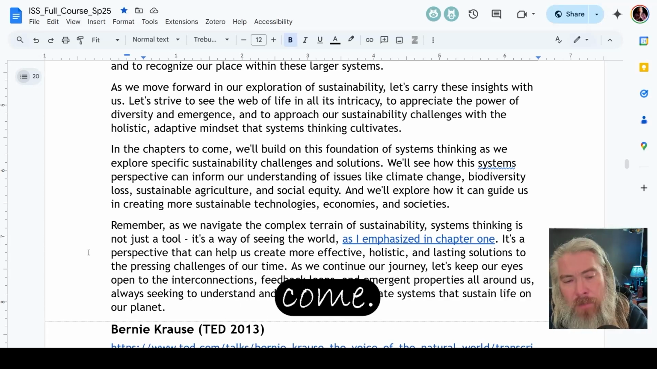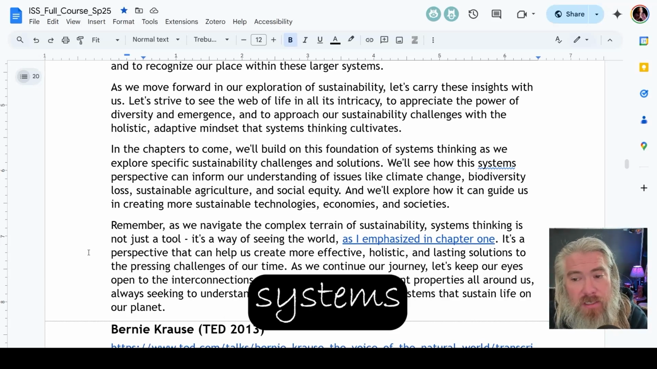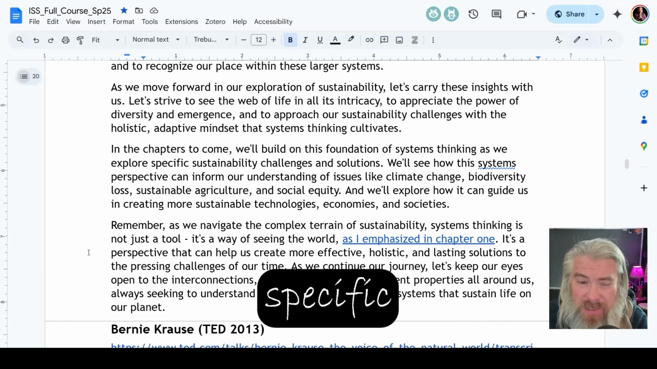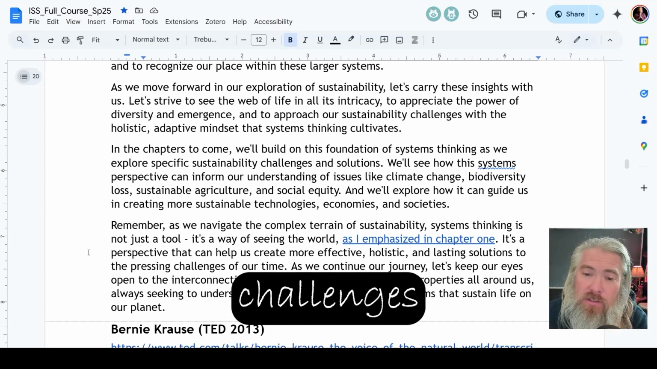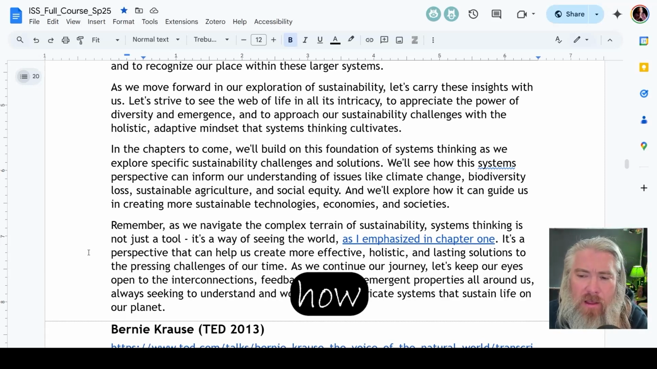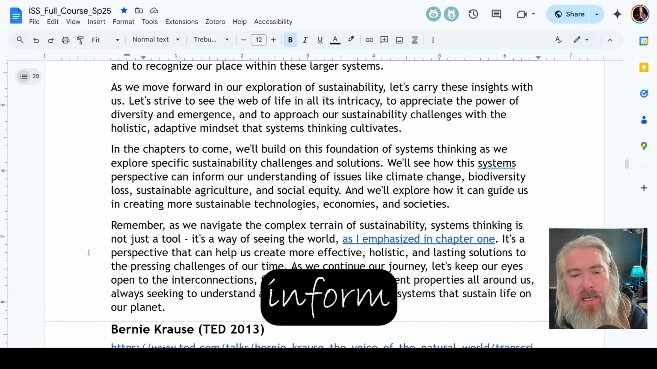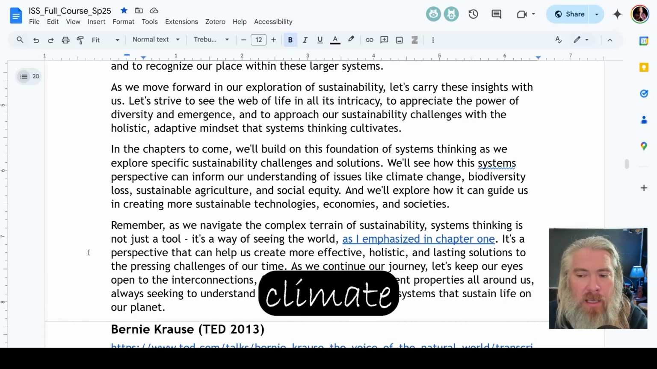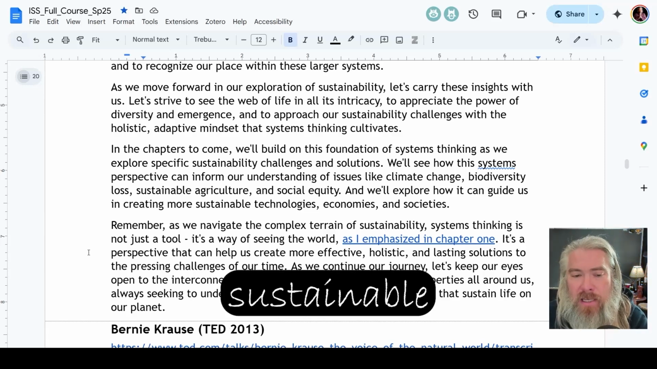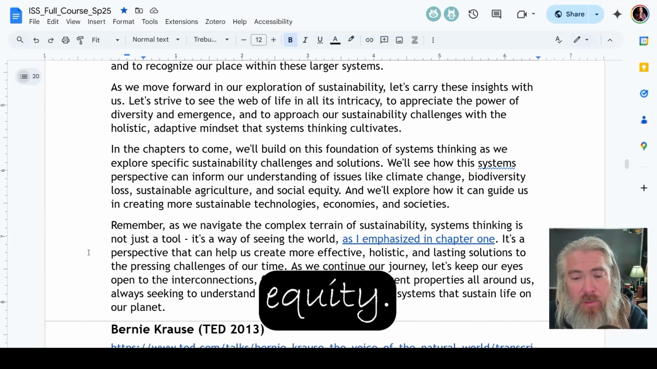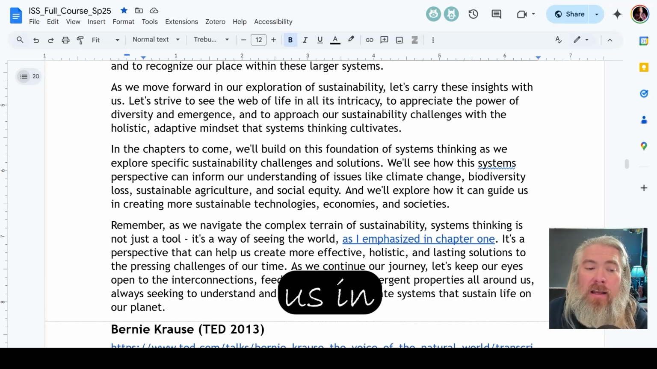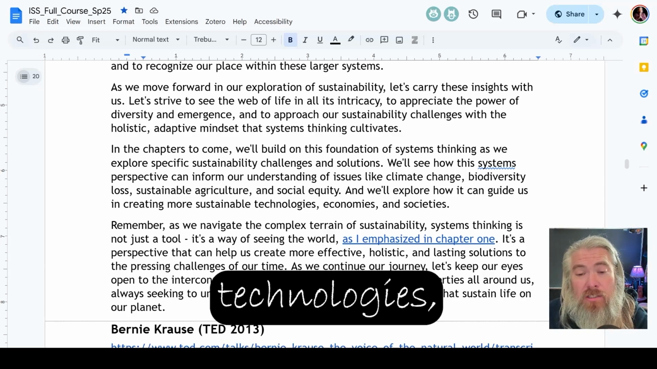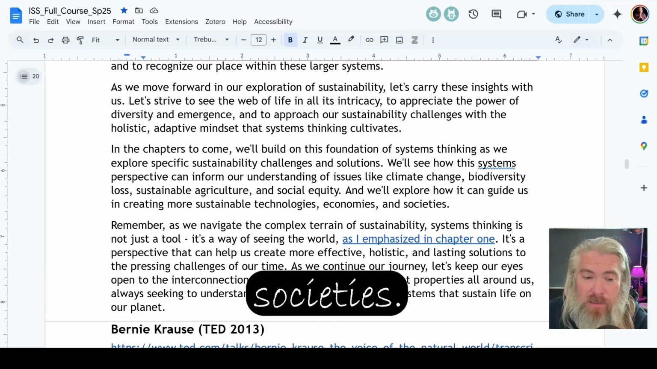In the chapters to come, we'll build on this foundation of systems thinking as we explore specific sustainability challenges and solutions. We'll see how this systems perspective can inform our understanding of issues like climate change, biodiversity loss, sustainable agriculture, and social equity. And we'll explore how it can guide us in creating more sustainable technologies, economies, and societies.